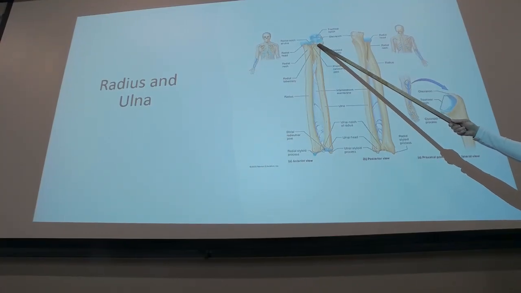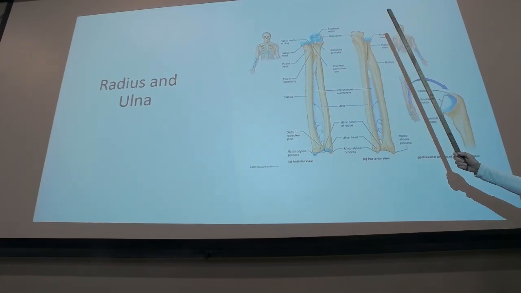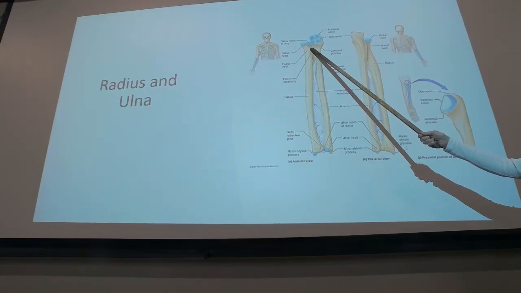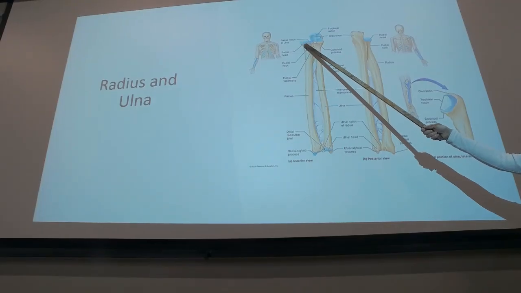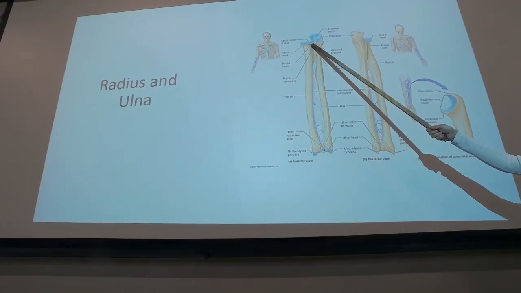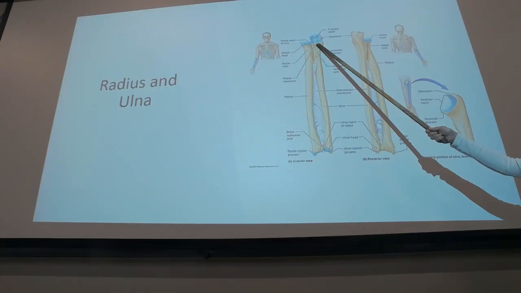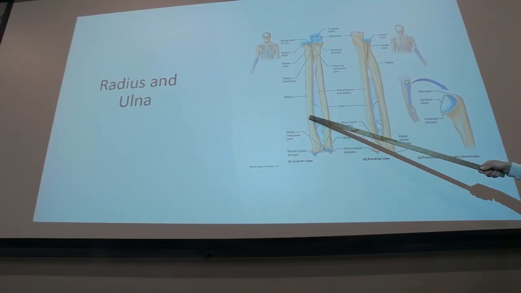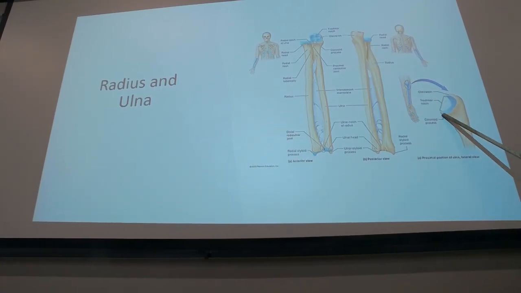In this proximal part of the ulna and the radius, this is the radius, this is the ulna, you have this radial notch of the ulna that fits the head of the radius. So this is the head of the radius, and then just lateral to this radial notch of the ulna, we have the coronoid process. So you can see it here. This is the anterior view, this is the posterior view. So this is the coronoid process, which you can see here as well.